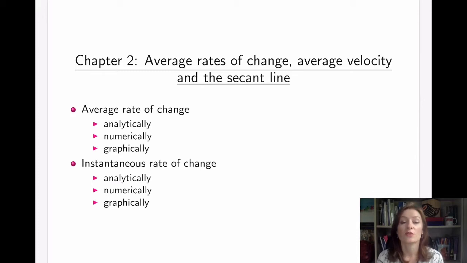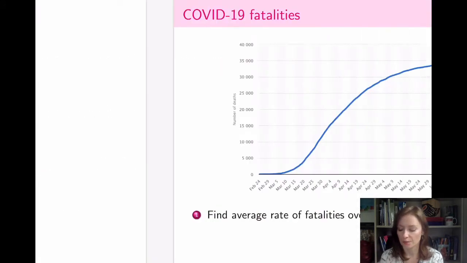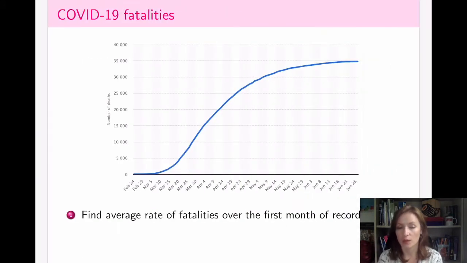In this video, we will start with Chapter 2, and in particular the concept of average rate of change. Let's take a look at our first example here. I'm sure you guys have been seeing a lot of these graphs on the news lately. This is the total number of fatalities in Italy from COVID-19. I've taken the data from earlier in the year so that we will have all the available data. And the question is, find the average number of fatalities over the first month.